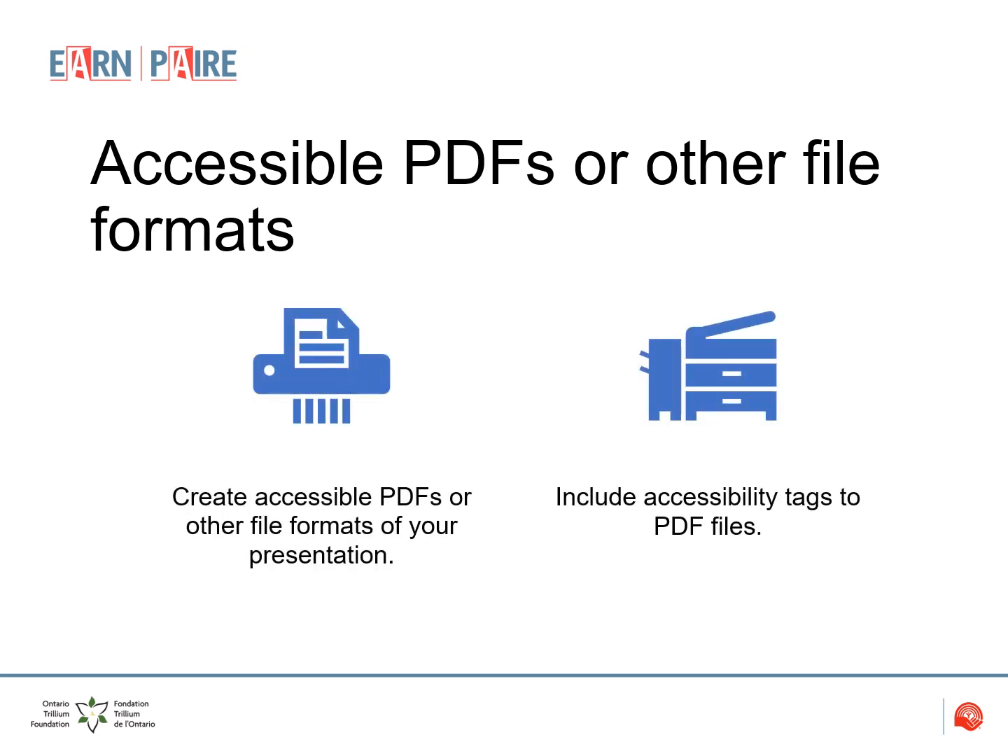Accessible PDFs or other file formats. Create accessible PDFs or other file formats of your presentation. The first step in creating an accessible PDF from a Microsoft PowerPoint presentation is to ensure that the original PowerPoint file itself is accessible. Tags are the basis of an accessible PDF file as they identify the document structure, what should be read, and in what order for those who are using screen readers and other assistive technologies.